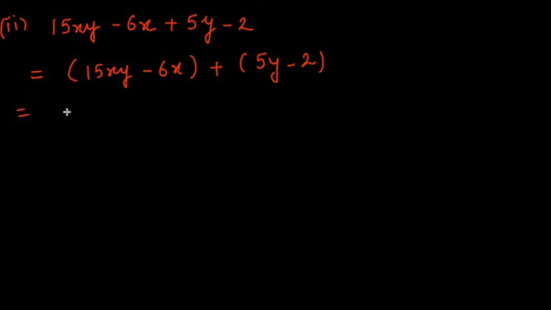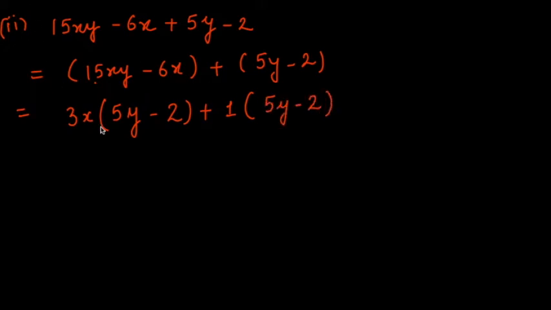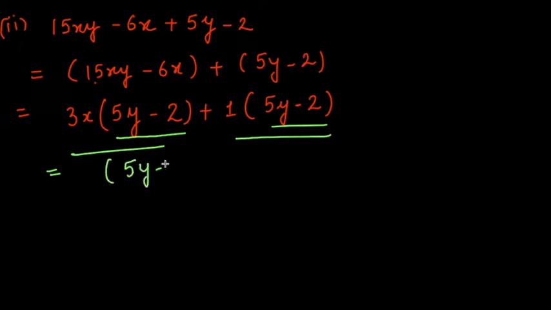Now 15xy minus 6x. If I take 3 common and x common, 3 fives are 15, x is already common, I am left with y. 3x, and from 6x, if you are taking 3x common, it is 2. In the other bracket nothing is common, so 1 is common, as 1 is a factor of every number. Again, if you see what you are getting, 5y minus 2 and 5y minus 2. So in this term and in this term, the common factor is 5y minus 2. What am I left with? 3x plus 1. So these are the factors of the given expression.